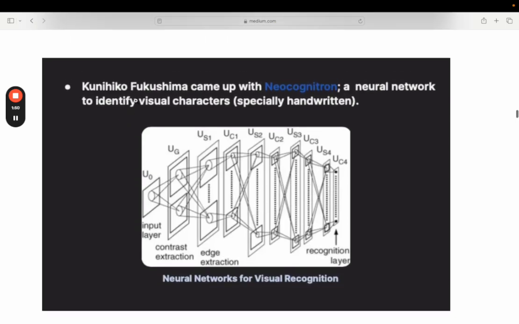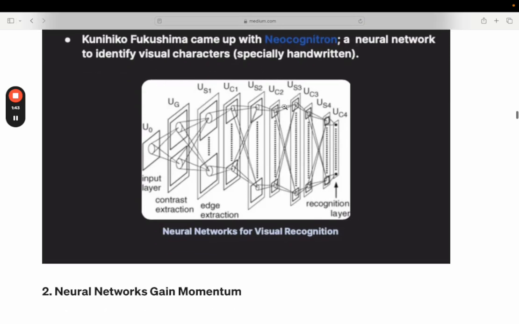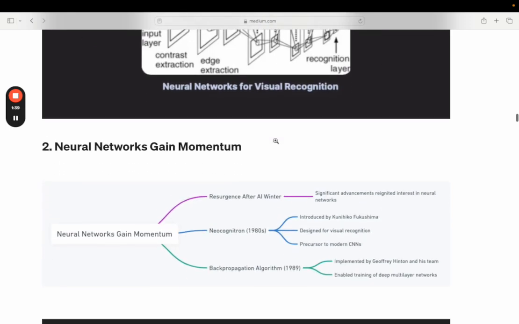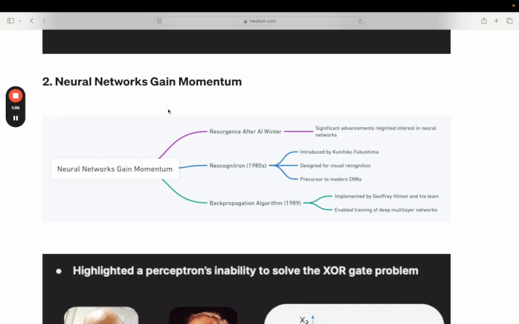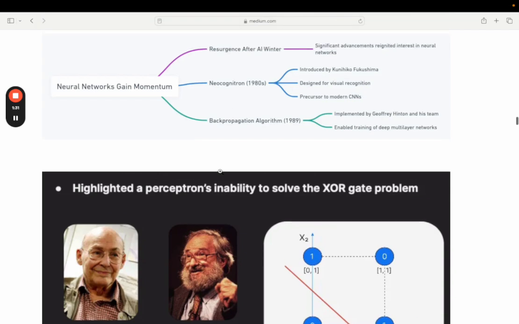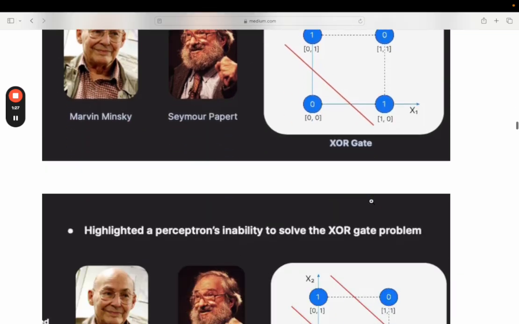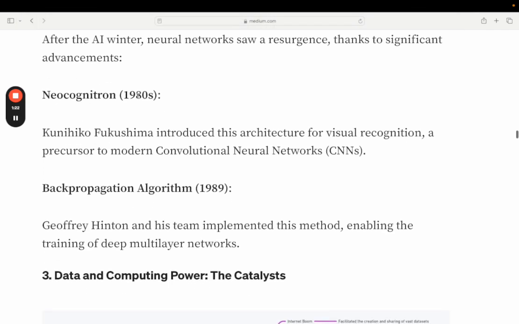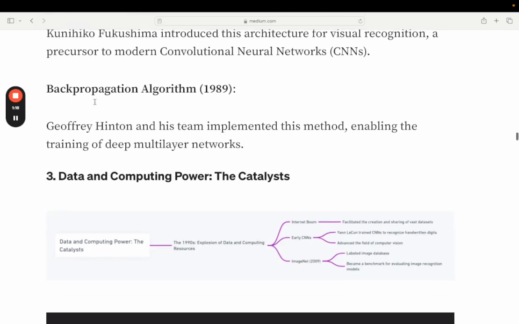And here a neural network came up to identify visual characteristics of handwriting. So this is the first thing, handwritten recognition, they did. Neural networks gained momentum here after handwritten digits, right? So they started here, highlighting the perceptron's inability to solve XOR gate problems and so on. And in 1990, they started with neurons, and there was some progress here.